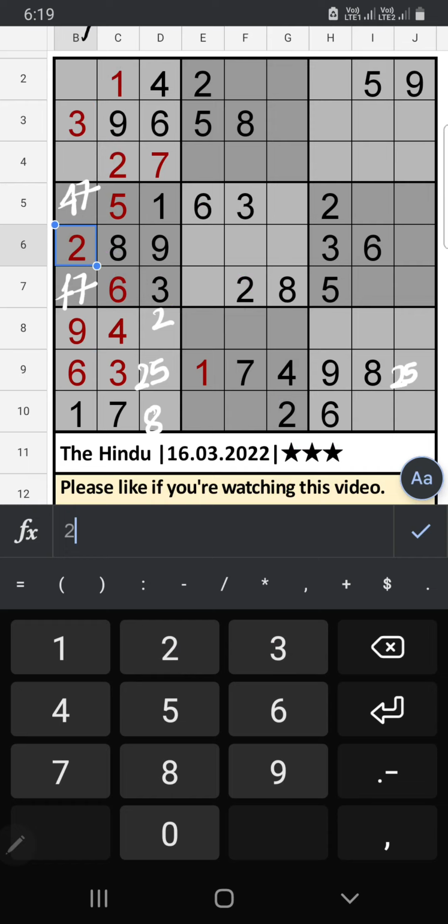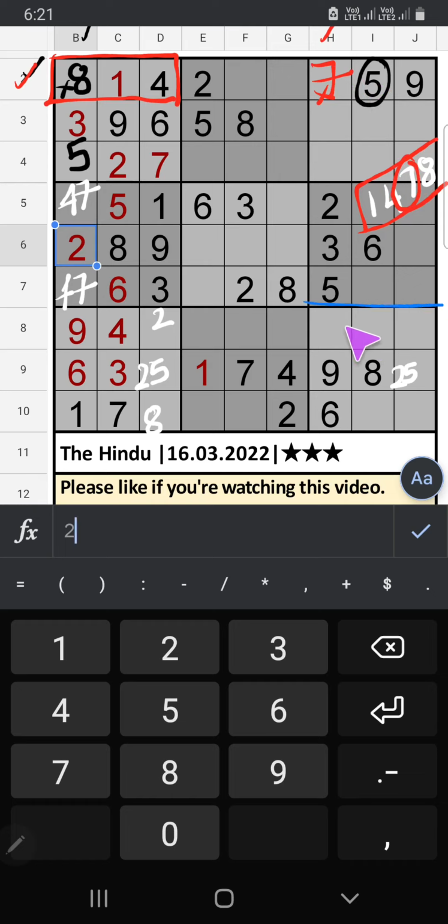Column B, 2 numbers are remaining, 5 and 8. 2nd row, we have 5. So 5 can't come in this cell. 5 is confirmed here. Then 8 is here. Column H, 4 numbers are remaining: 1, 4, 7, 8. 2nd row, we have 1, 4, 8. These 3 numbers can't come in this cell. They will come in the 3 cells. Then only 1 number is remaining, 7. 7 is confirmed here.